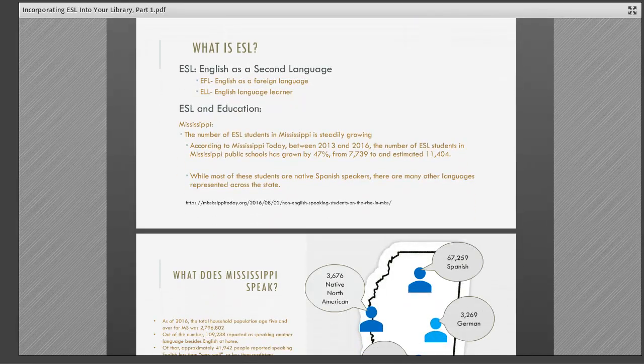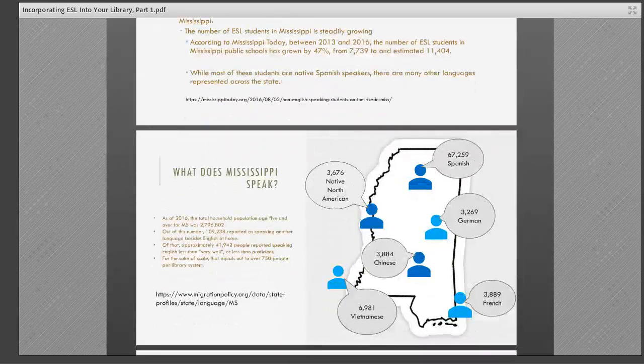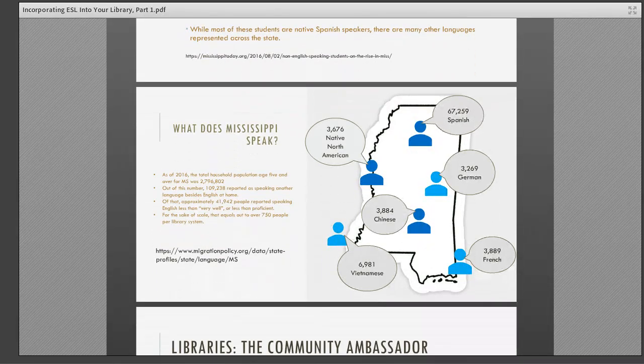And while most of these students are native Spanish speakers, there are many other languages represented across the state. Below here I have a link to that Mississippi Today article. If you can't click on the hyperlink, you can just type it in. If you go to Google and type in Mississippi Today schools ESL, that article is sure to pop up. It's pretty popular. But again, I really want to emphasize that there are many other languages represented across our state, and it's a really awesome thing. Mississippi is really linguistically diverse, and it's pretty exciting.